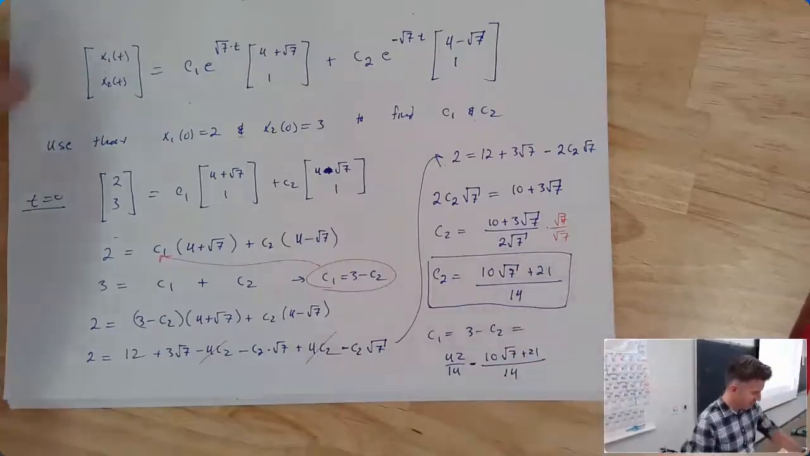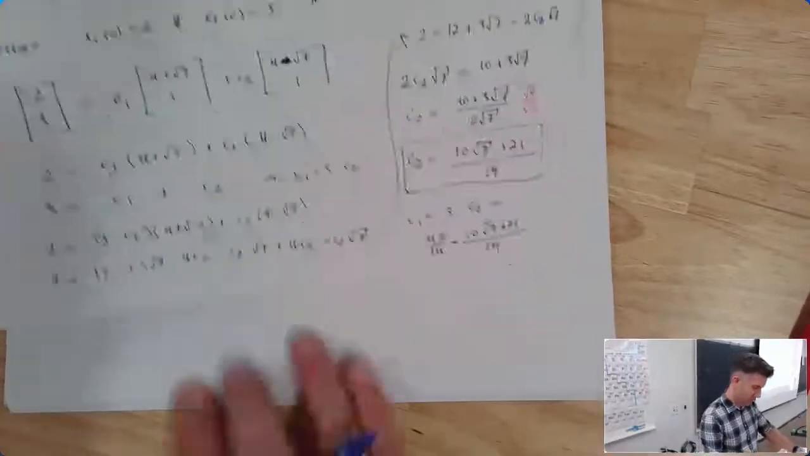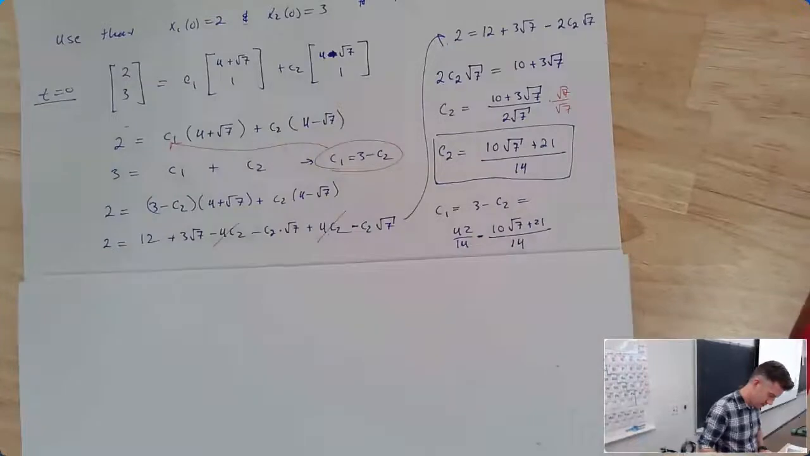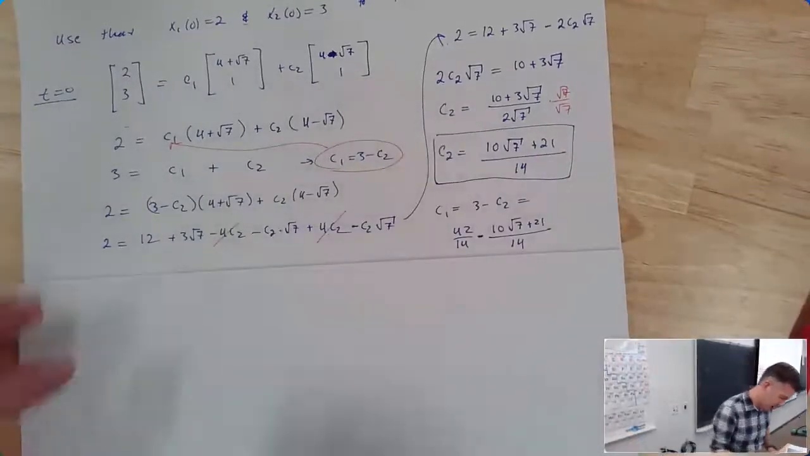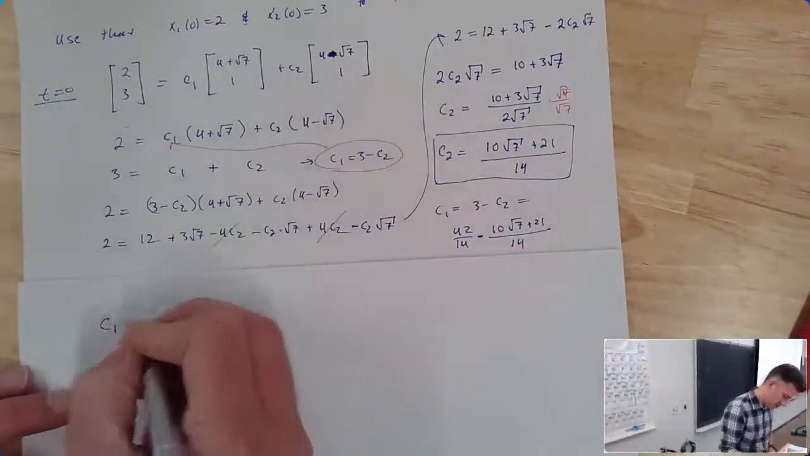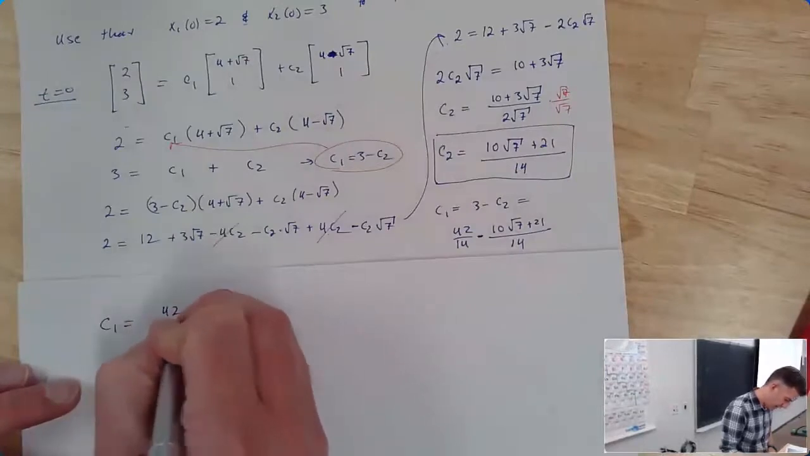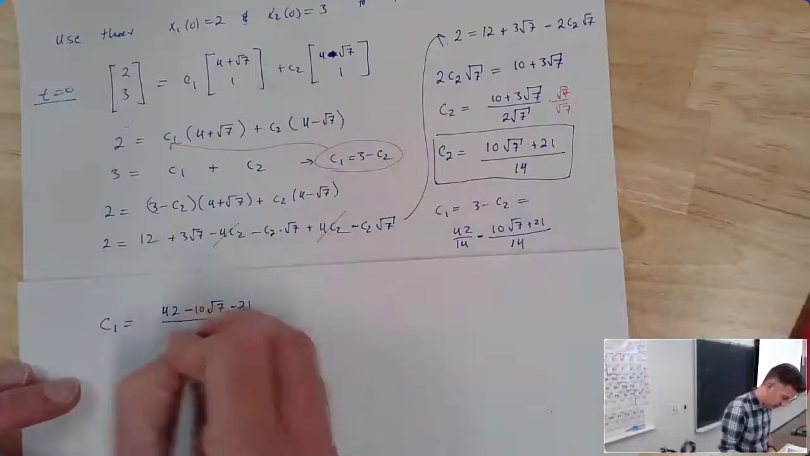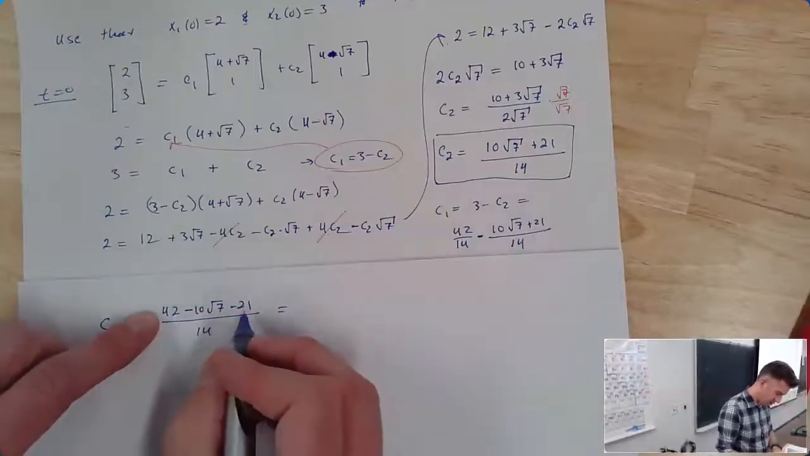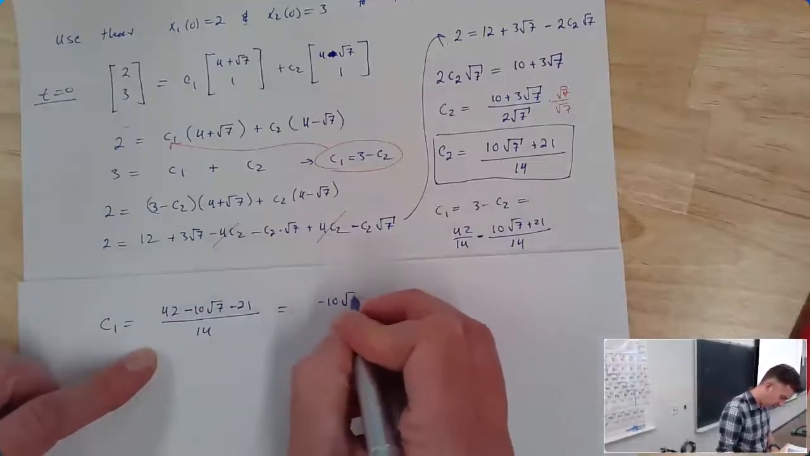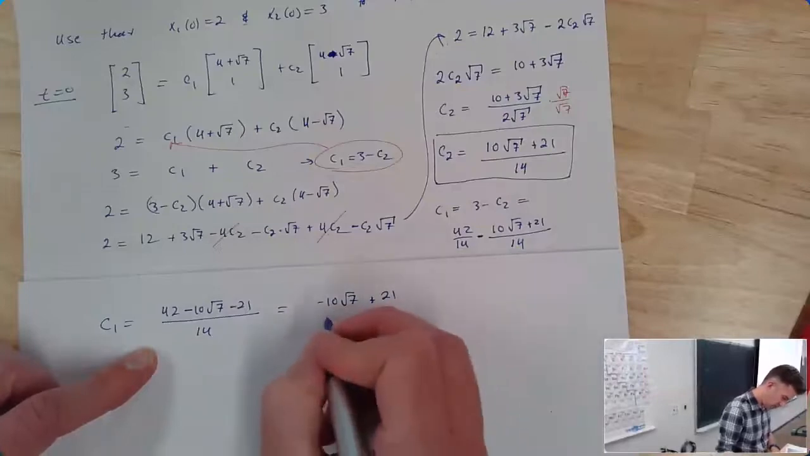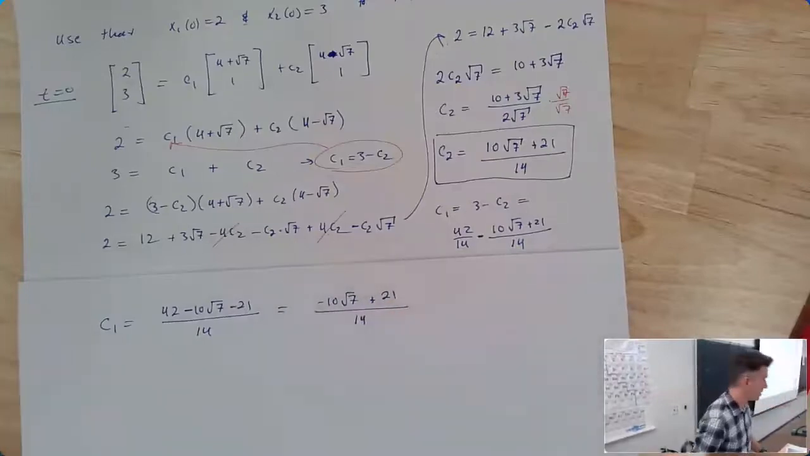If you subtract this, and I know I've run out of room, so let's give ourselves a whole piece of paper here, right? If you subtract this, you're going to get C1 equal to 42 minus 10 root 7 minus 21, because that distributes over 14, which ends up being negative 10 root 7 plus 21 over 14. So C1 and C2 are conjugates.